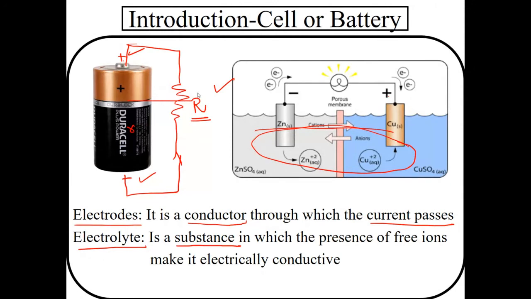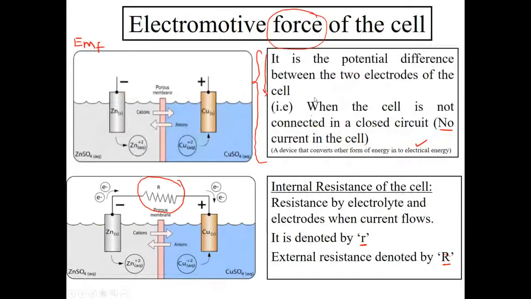Clear? So inside this battery you have the electrolytic solution, and that solution produces another resistance, called the internal resistance, which is denoted by a small letter r. But externally, you have another resistance, which is denoted by a capital R. So that is the difference between the internal resistance and the external resistance. Clear? Clear, my dear?